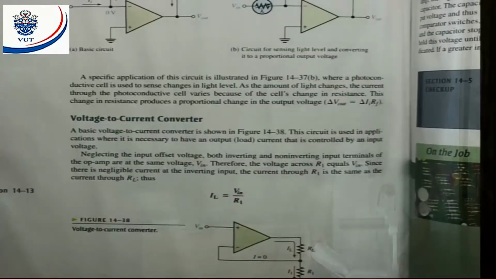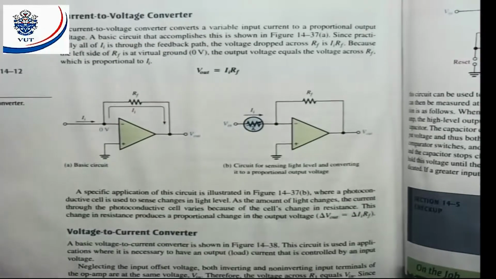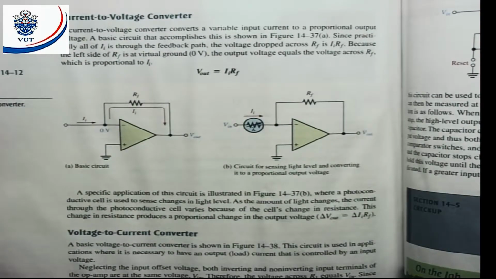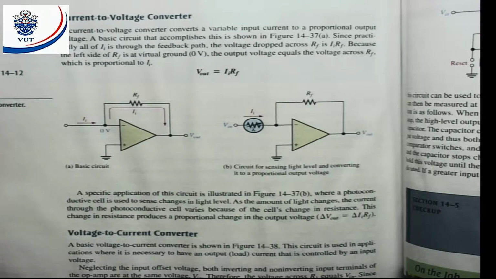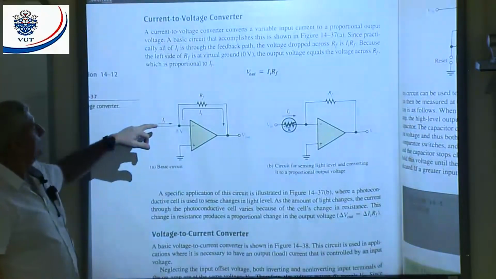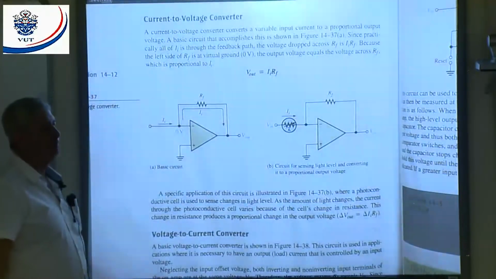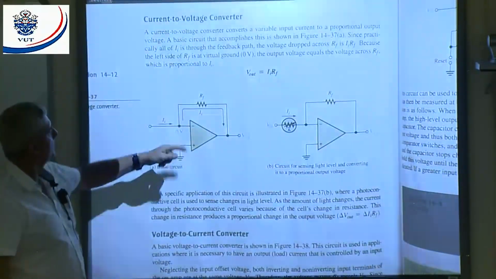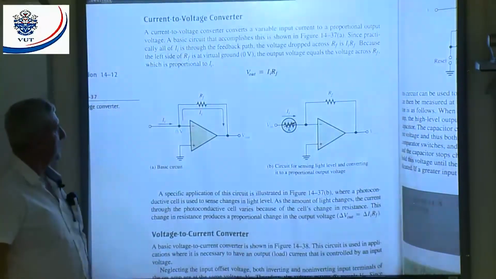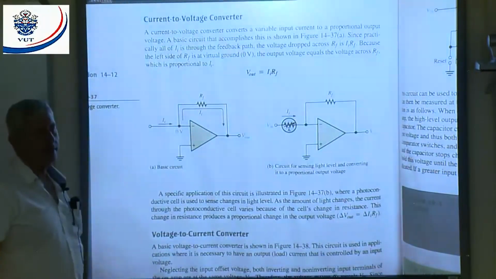All right, the next one is a current to voltage converter. If we have a look here, I've got an input current. That will give me a certain output voltage, or the output voltage will be determined by RF times I in, because that current and that current are going to be the same.